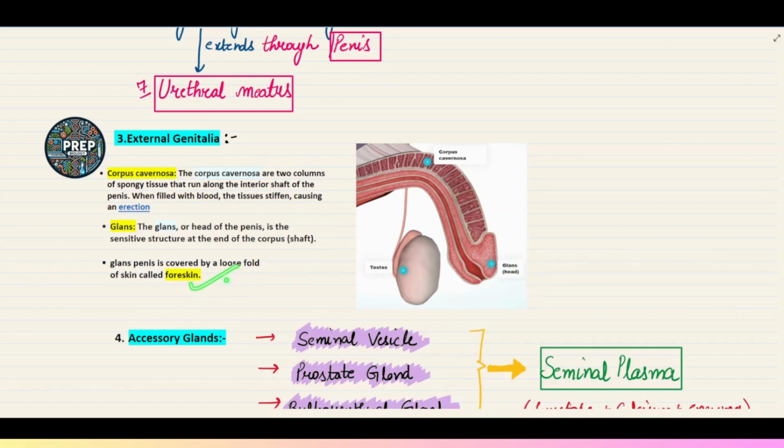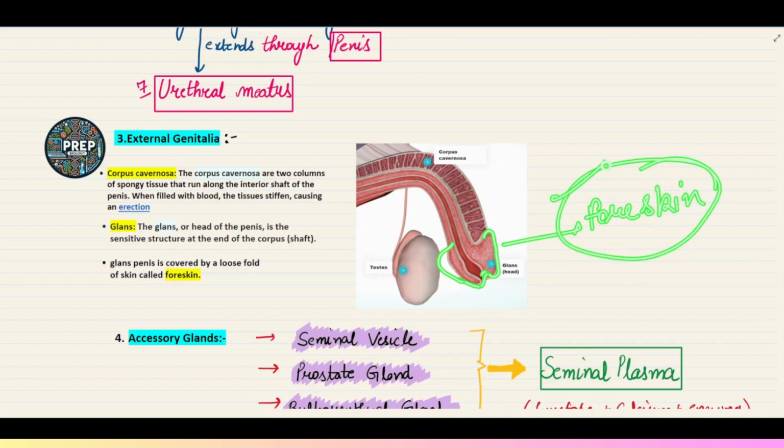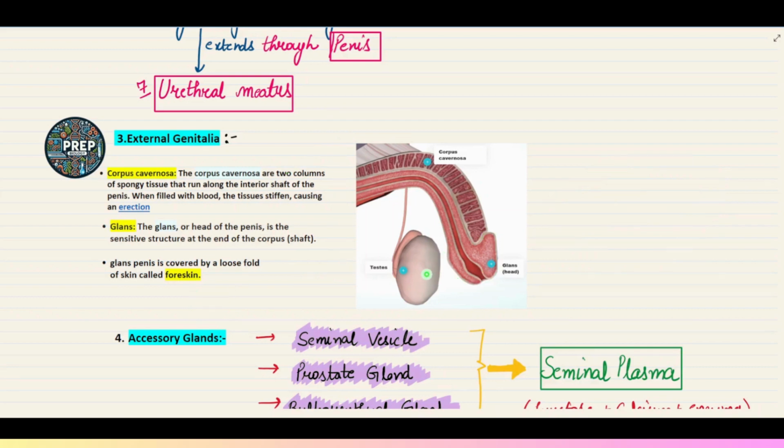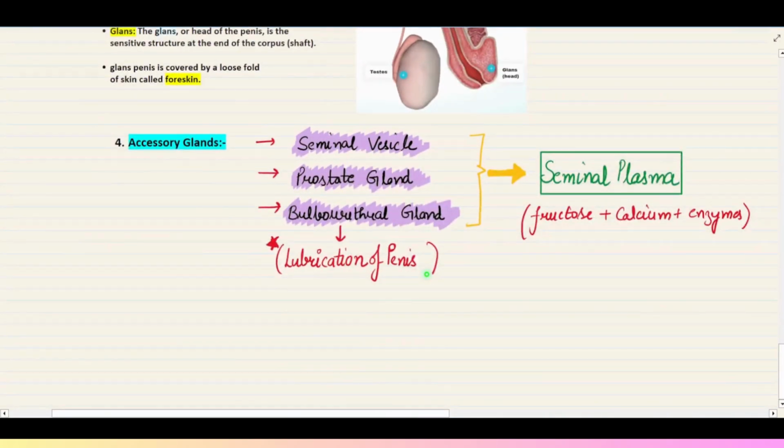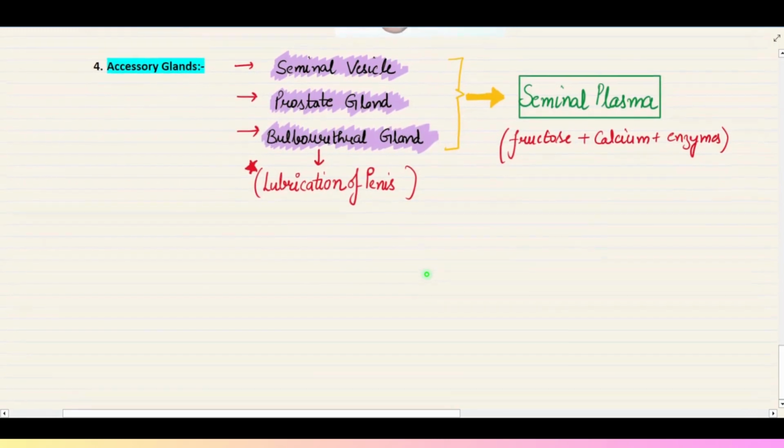The glans penis is covered by a loose fold of skin. If you all can see, this is the fold. This loose fold of skin is called the foreskin. These all parts come under the external genitalia. This is important.